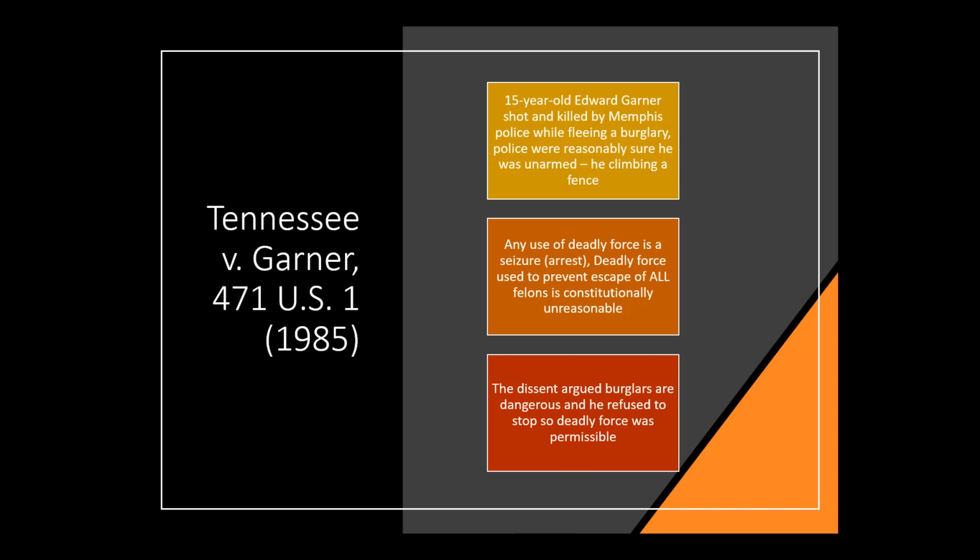The actual crime occurred in 1974, so you can see this takes 11 years to get there. He was killed by, I believe the officer's name was Heyman. He was committing a burglary, and he was fleeing the scene. Garner was trying to climb over a fence, and the police were reasonably sure that he was unarmed.